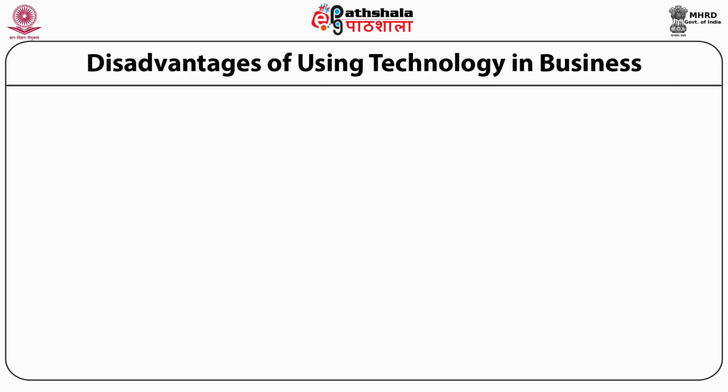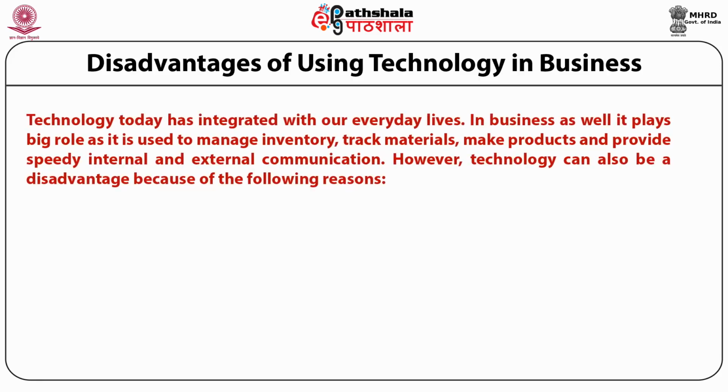Disadvantages of using technology in business. Technology today has integrated with our everyday lives. In business as well, it plays a big role as it is used to manage inventory, track materials, make products, and provide speedy internal and external communication. However, technology can also be a disadvantage because of the following reasons.